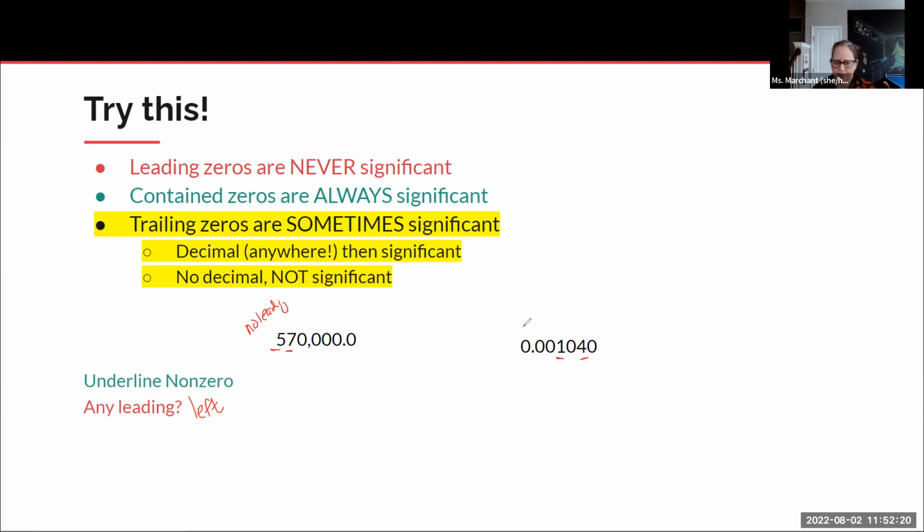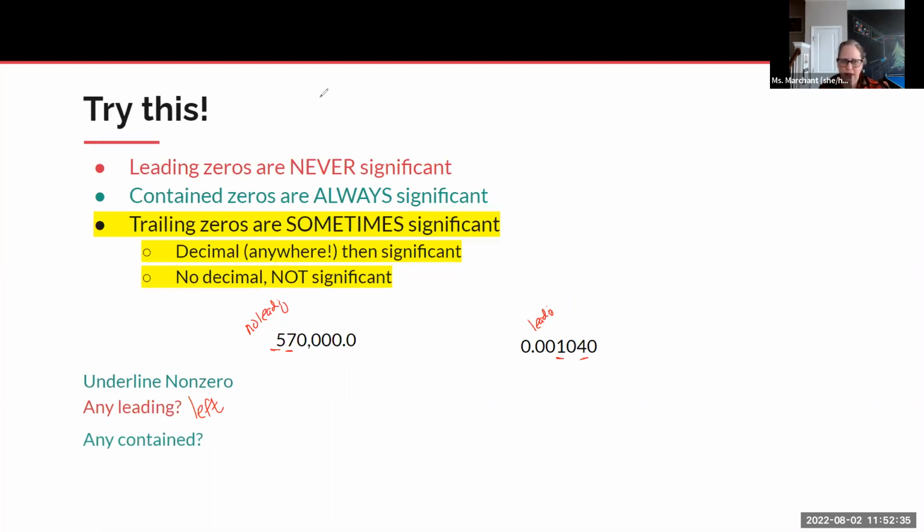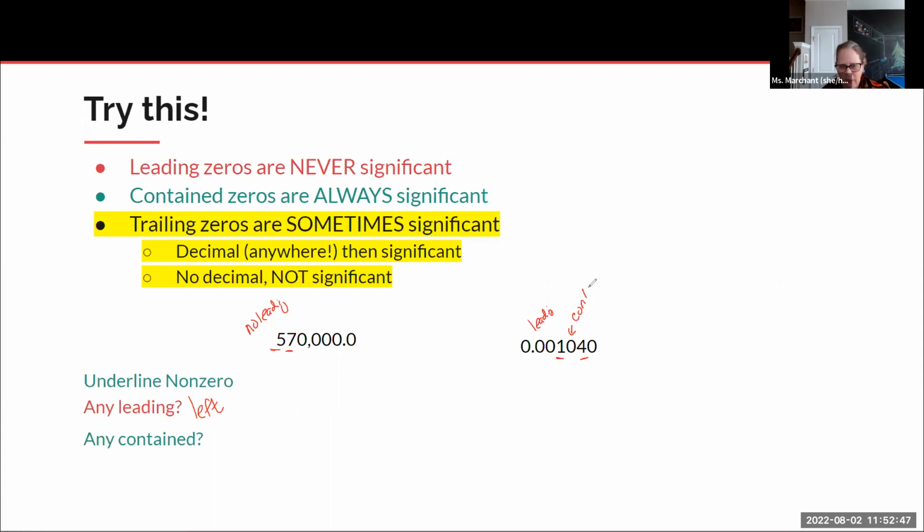For our second number, 0.001040, we have zeros to the left of the 1. Those guys are leading. Are they important? Nope, so they get no underlines there. What do we look for next? Any contained or trapped? The first number, 570,000, has no contained or trapped zeros. But on the right, we have a 0, just 1 0 between the 1 and the 4. So that now gets an underline. Okay, contained are your trapped.